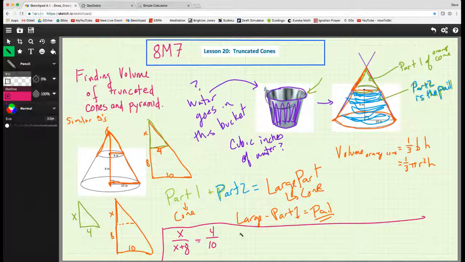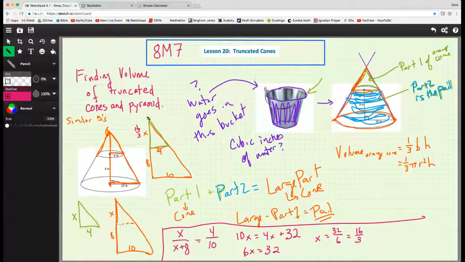Now to solve this, we just cross multiply and we get 10x equals 4x plus 32. So we get 6x equals 32. And so we get x is equal to 32 over 6, which is the same thing as 16 over 3. So x is 16 over 3. So our big triangle has a height of 8 plus 16 thirds.